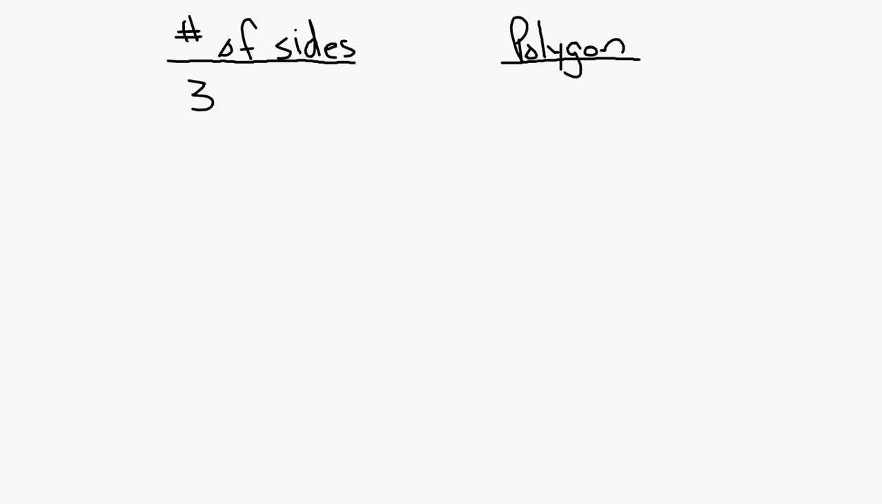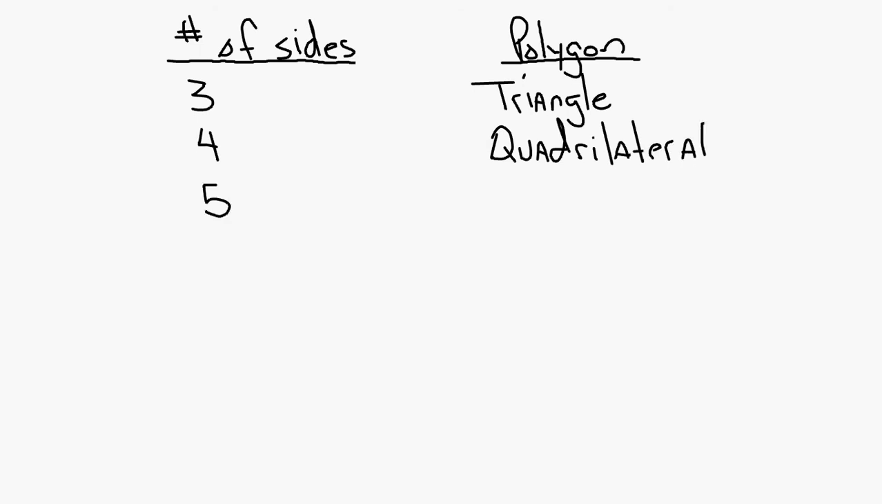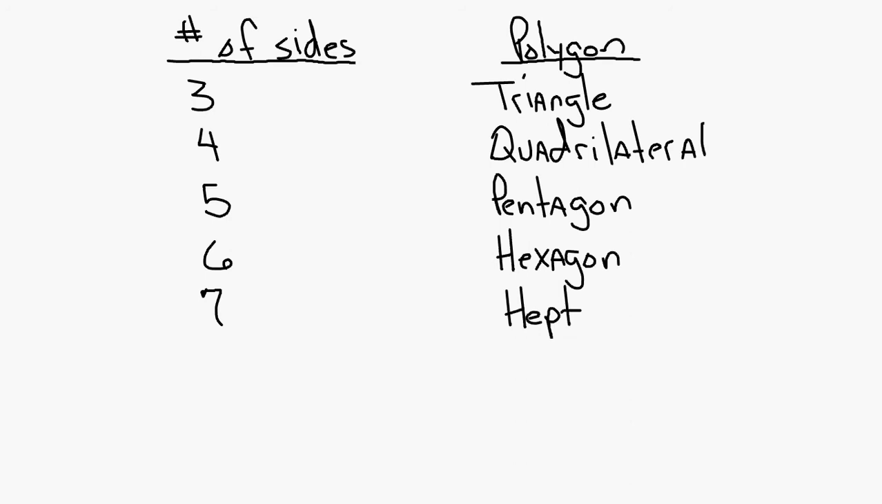Let's write this table down first. Number of sides, and then the name of the polygon. So three-sided, hopefully you know it's called a triangle. Four-sided, it gets called a quadrilateral. And then 5 is a pentagon. 6, hexagon. 7, heptagon. And we're going to go to 10 because that's what you need to know. After 10, you don't need to know the names anymore.